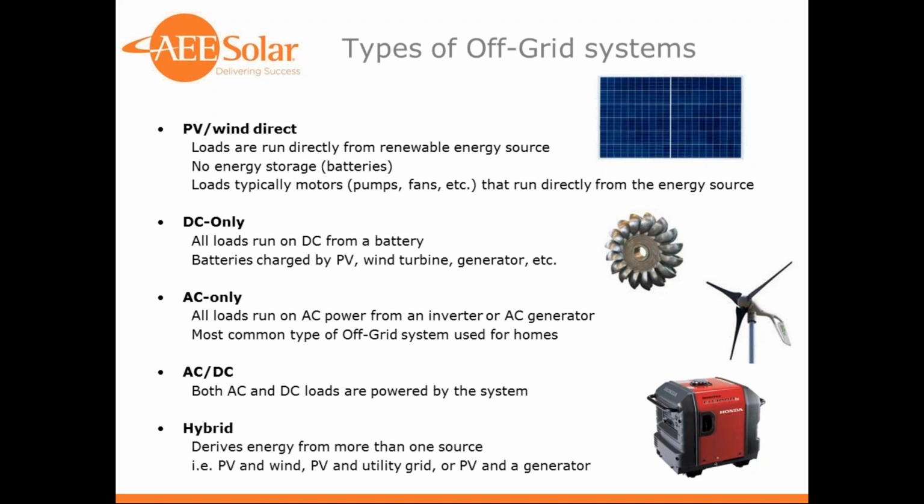And then there's what we call hybrid systems, which are systems that derive energy from more than one source. So it might be PV and a wind turbine, or PV and a hydroelectric turbine, or it could be PV and the electric grid where the grid is just a backup, or more commonly PV and a generator.